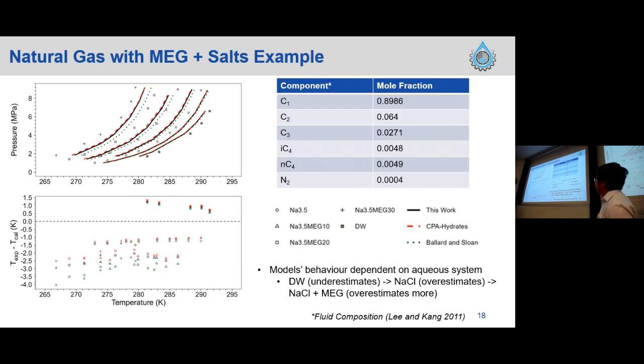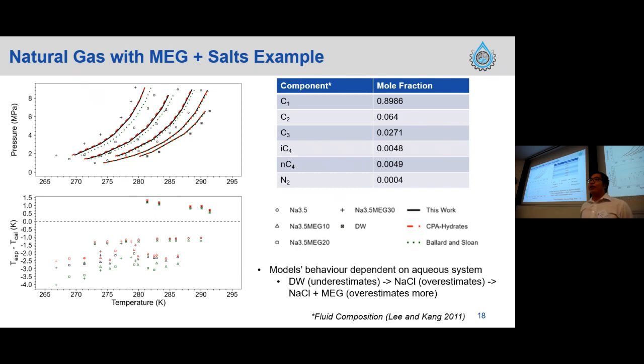When you add salt to the mixture, then the hydrate deviation shifts. So now the model is overestimating the equilibrium temperature, which means you're predicting here, but in reality, it's going to be further to the left. So it's going to be a lower temperature, which means you have more buffer room in terms of how you apply your MEG strategy. And you can see that as you begin to add MEG to the existing salt, the deviations are going to shift lower and lower.